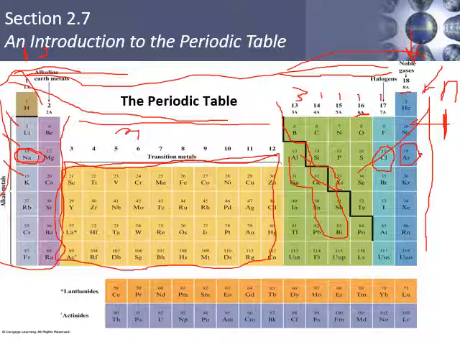Okay, and then the things in the middle here, just very briefly, where this zigzag line is, are called metalloids. And some of those are also semiconductors, so we'll talk about that later, so I don't want to waste any time on it right now. So let's go ahead and go on. Next slide.